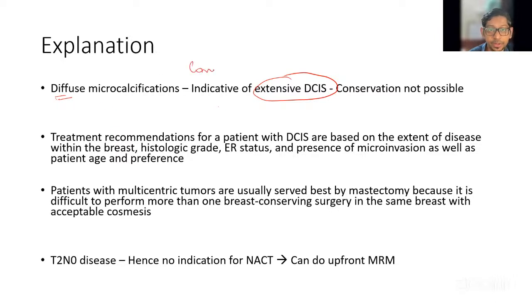So comedo appearance or comedo necrosis is a poor prognostic factor. This actually signifies a high grade DCIS. Right. So these areas of necrosis undergo dystrophic calcification, and that is why they appear as microcalcifications.